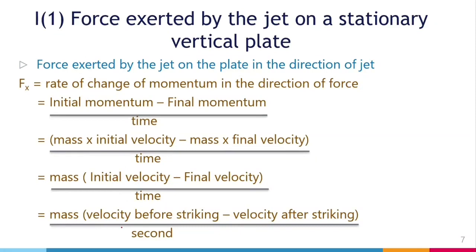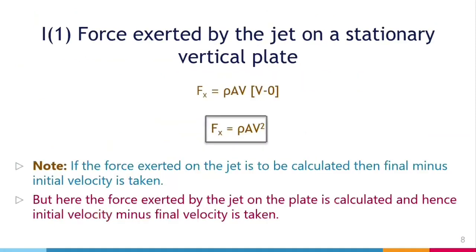What does initial velocity mean? Velocity before striking. Final velocity means velocity after striking. So this is equal to rho AV into initial velocity. Means the water before touching the plate was V and after touching the plate it became 0. So minus 0: rho AV square. This is the formula for force exerted by the jet on a stationary vertical plate.